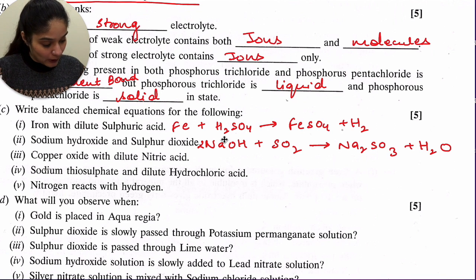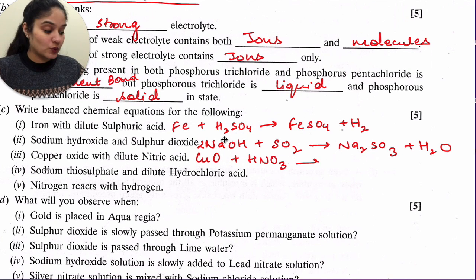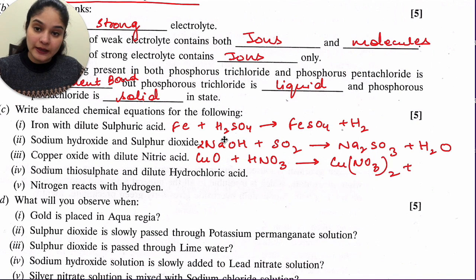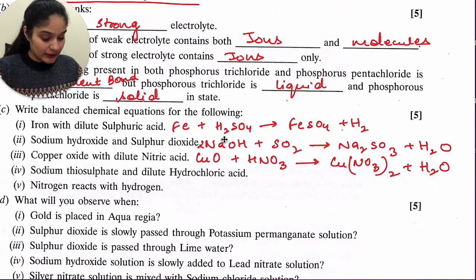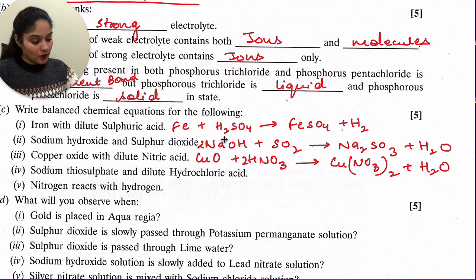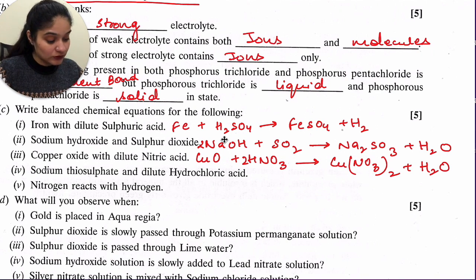So copper oxide would be CuO plus dilute nitric acid HNO3 will give you Cu(NO3)2 plus water. Okay, let's quickly look at the balancing. Add a 2 here, 2 HNO3, then alright, that's all. Now moving on to sodium thiosulfate and dilute hydrochloric acid.